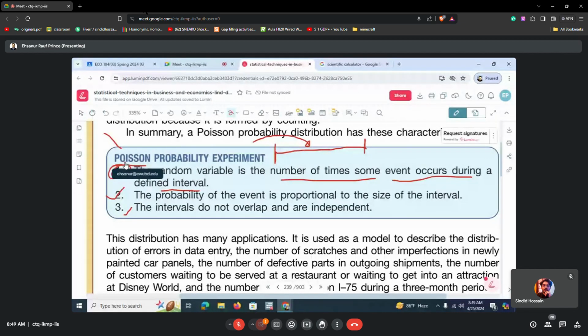Just like with binomial, where I mentioned the first two properties, this will help you to distinguish between binomial and Poisson. For Poisson, the first sentence will help you to distinguish between Poisson and the other distributions. Write it down: you have to study the Poisson probability experiment's properties as well. It will be clearer when we go to the examples, like with binomial.